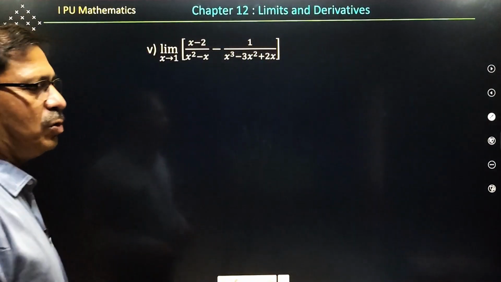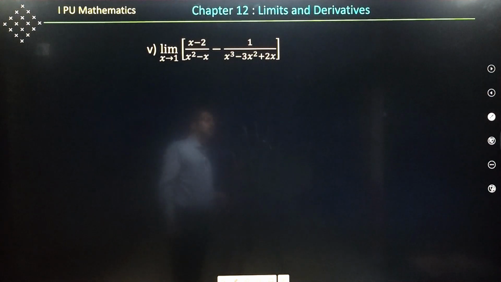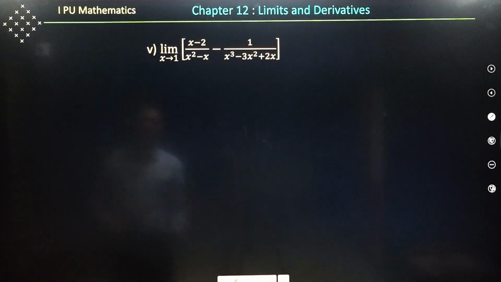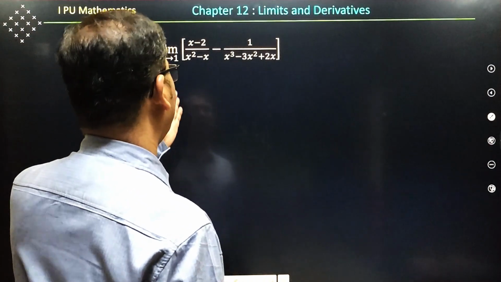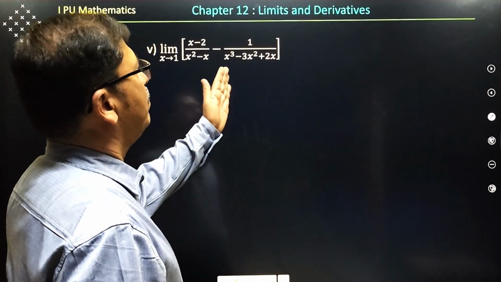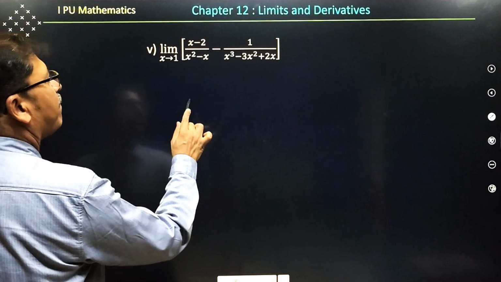Okay, let us move to the next question. That is the fifth question here. See next one. Limit x tends to 1, x minus 2 divided by x square minus x, minus 1 divided by x cube minus 3x square plus 2x. Let me simplify this to a certain extent first.